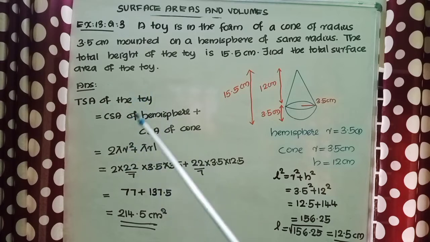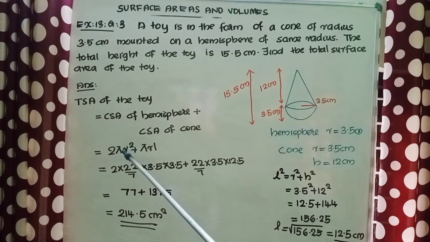The formula to find CSA of hemisphere is 2 pi r square. CSA of cone is pi rl. Here radius of hemisphere 3.5 centimeter. Radius of cone also 3.5 centimeter. Slant height of cone is missing. So let us find out the slant height of the cone first.